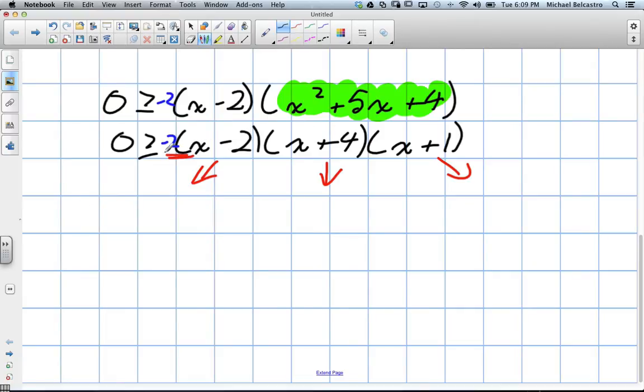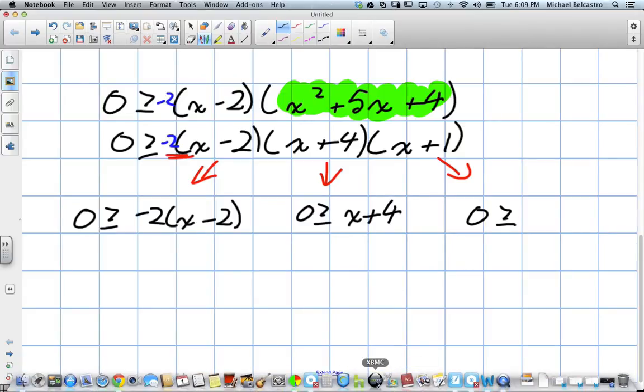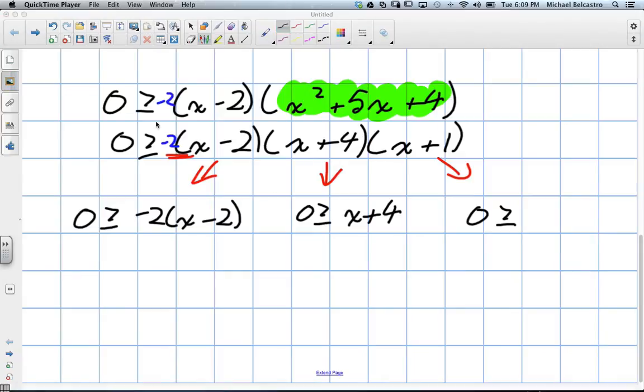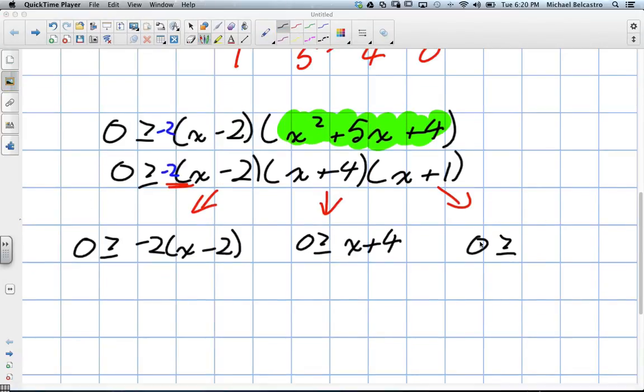So we have 0 is greater than or equal to -2 x minus 2. We have 0 is greater than or equal to x plus 4. And 0 is greater than or equal to, I'm going to get her. We're splitting them up, and the last one is 0 is greater than or equal to x plus 1.